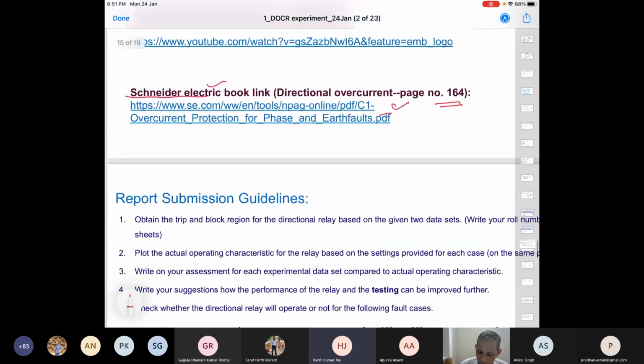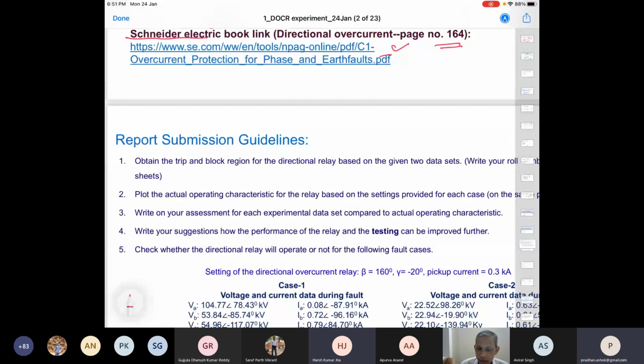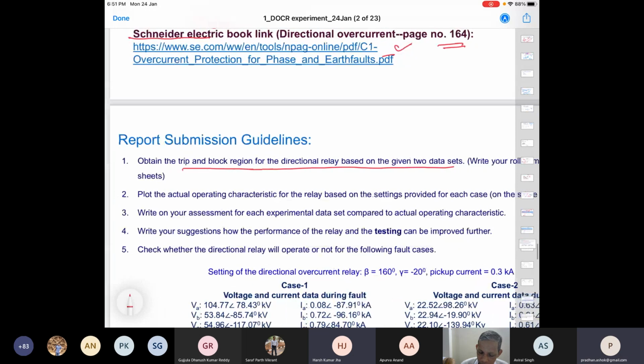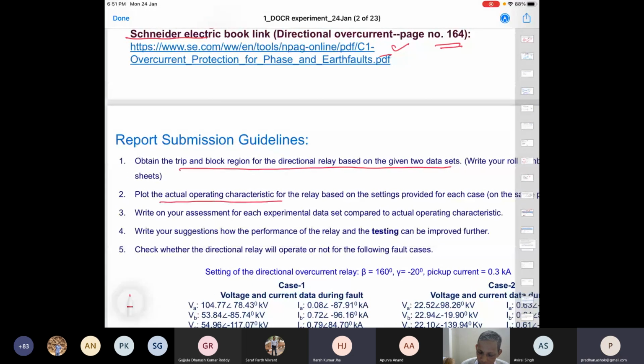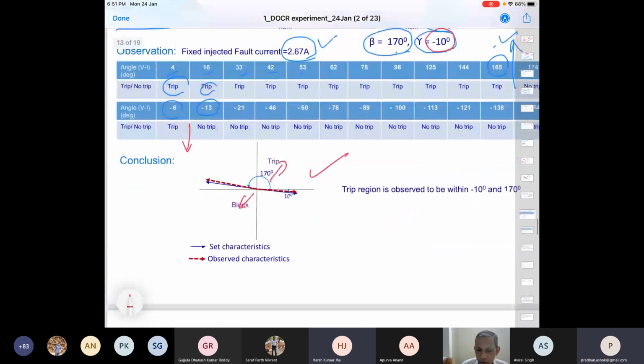So then, report submission. As usual, we talk about that there will be data sets provided to you about the trip and block region of the directional relay, based on the given two data sets. Then you have to plot the actual operating characteristic of the relay based on the setting provided, like we showed about the diagram here. This kind of plotting, agree? Trip or no trip, that region you have to show.